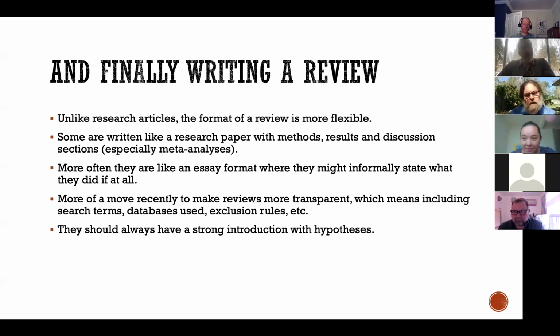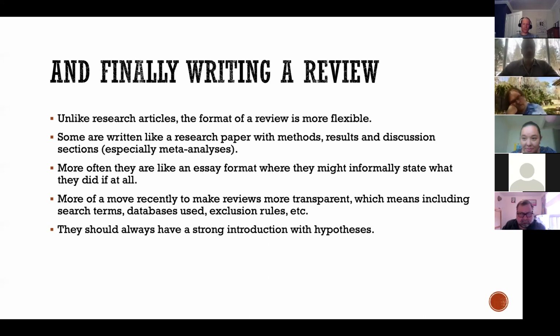And finally, when you're writing a review, unlike primary research articles where you're doing an experiment, the format of a review tends to be a little more flexible. Some are written like a research paper with an introduction, methods, results, discussion, and that's typically the case with meta-analyses. But quite often they're written more in an essay format, a little more informal in structure. But I would say that the more recent move towards more transparency with systematic reviews means that there should be more concrete structure to the articles.